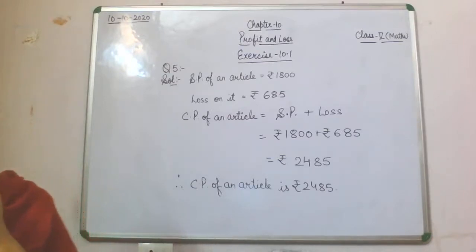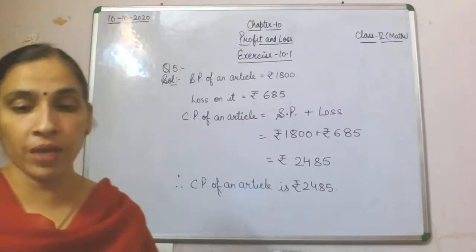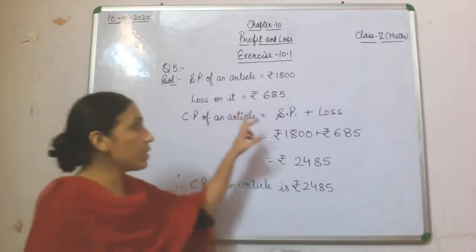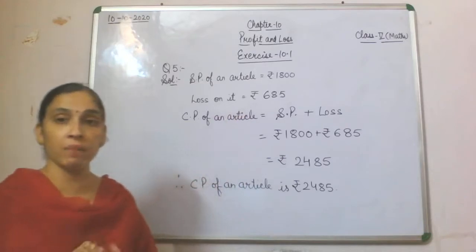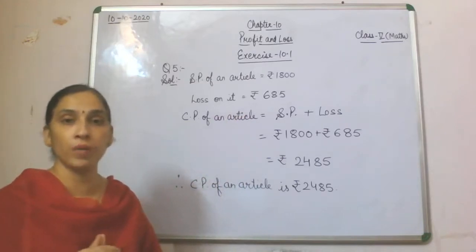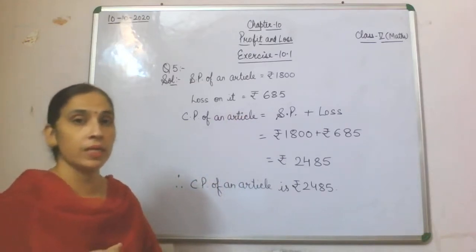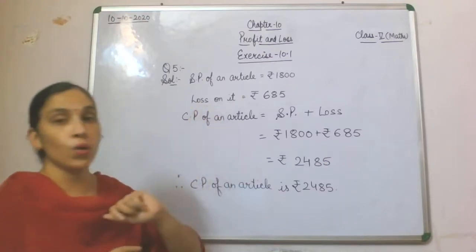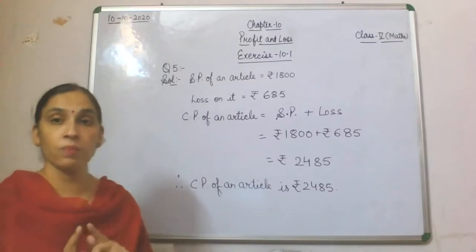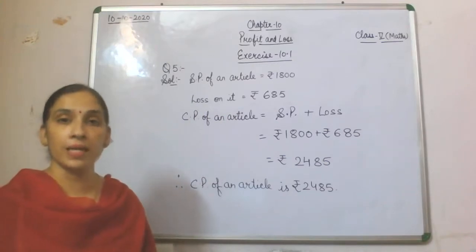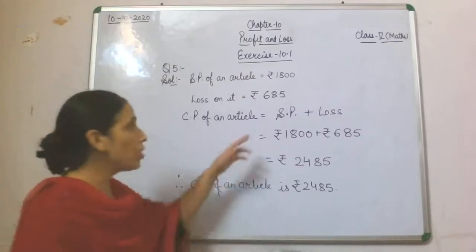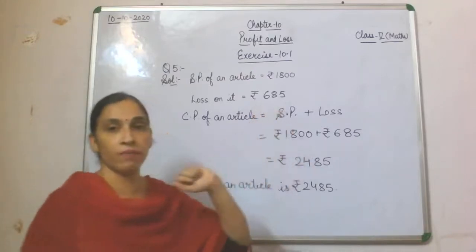So I hope children there is no doubt in this question number 5. You have been given an article which was sold for rupees 1,800. So the selling price of that article will become rupees 1,800. After that you have been given with loss on it. What is the loss that was made when that particular item was sold for rupees 1,800? So here the loss is rupees 685.